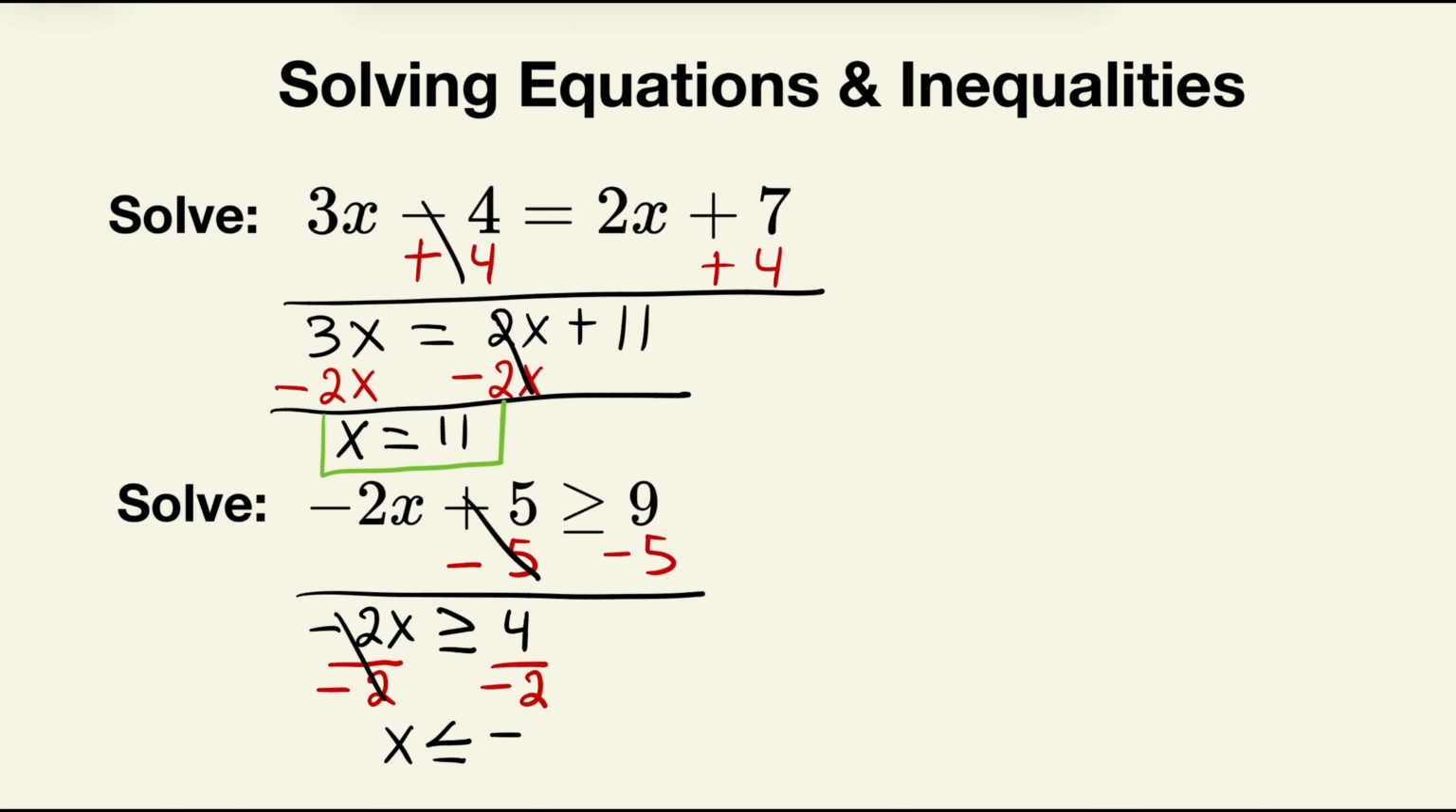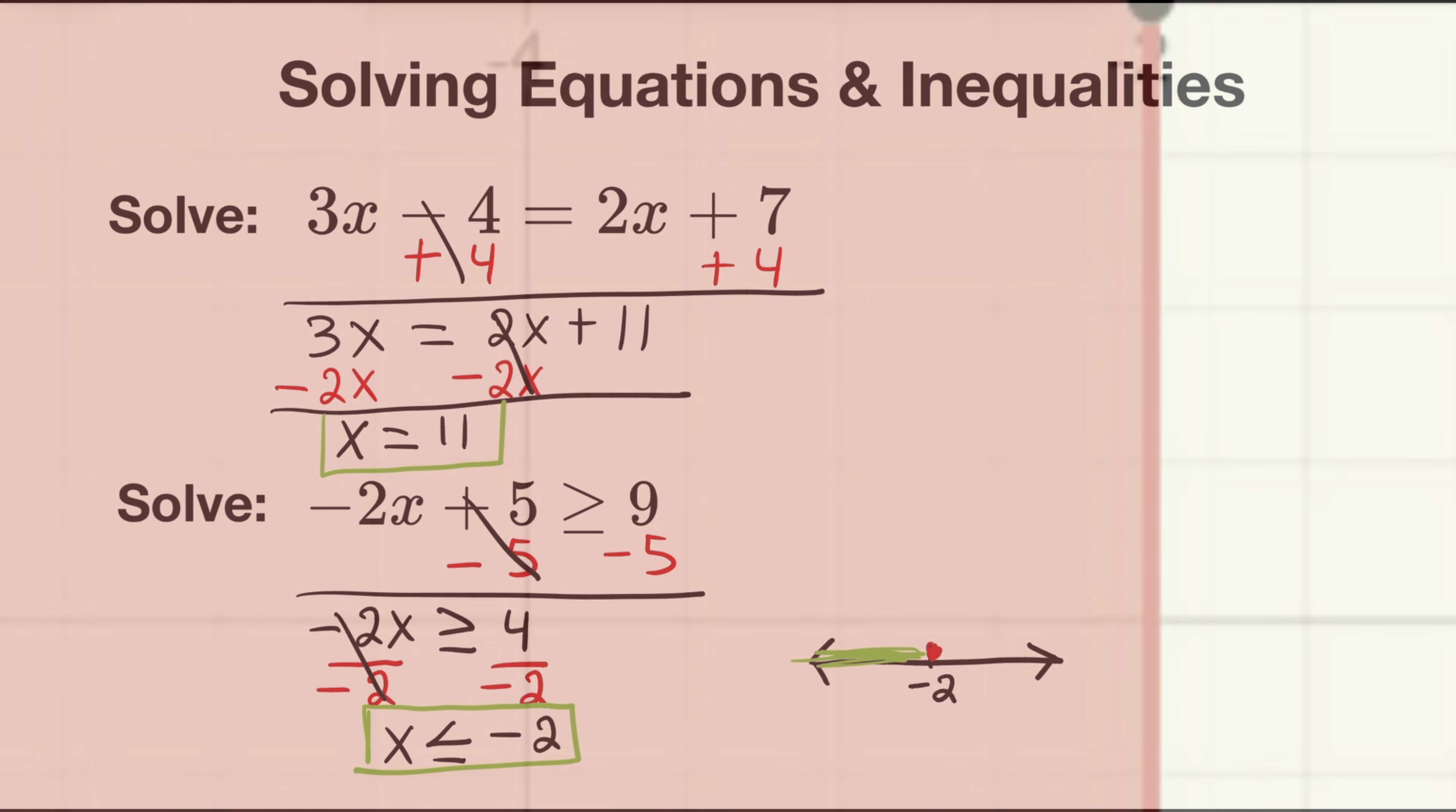Final answer. Now, if you have to graph this, then remember you will have a closed dot and you will be shading to the left. So let me show you that visually. So let's say you have negative 2, and since x is less than or equal to negative 2, we have a closed dot, and you're going to shade to the left. Okay, so now we're going to move on to solving linear functions.